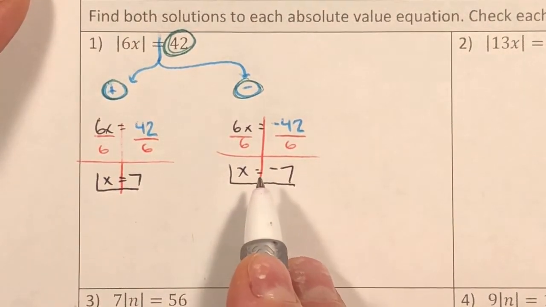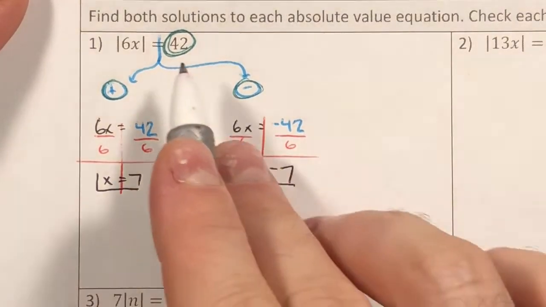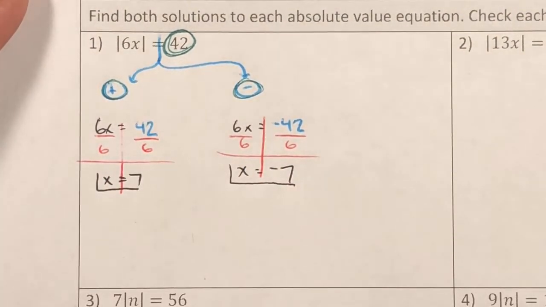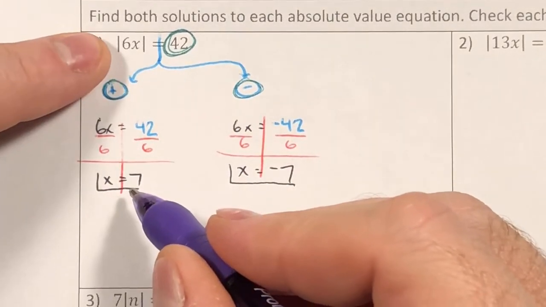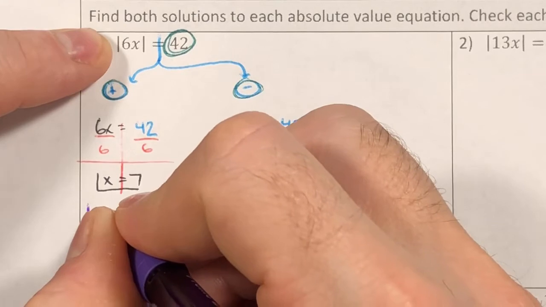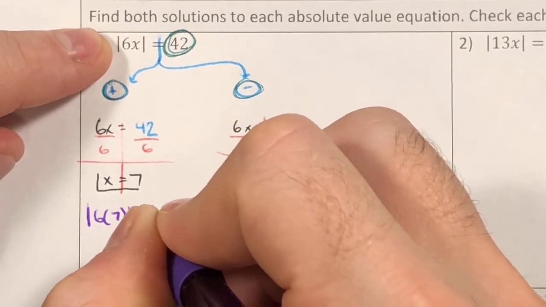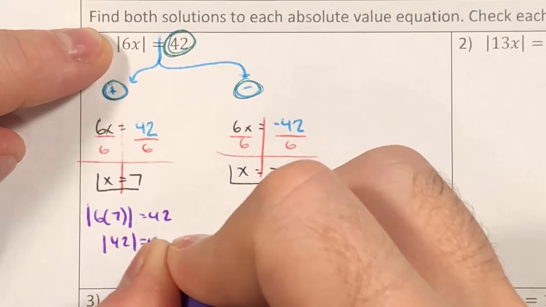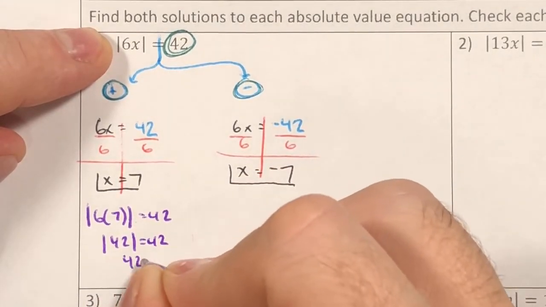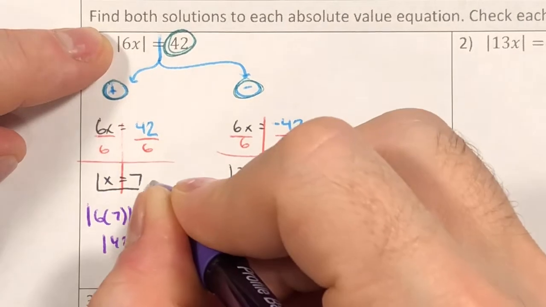Because the most important thing to do with an absolute value equation is to plug our work back in to make sure it actually works. So let's try this out in purple. I'm going to plug that 7 into the original equation. So I get absolute value of 6 times 7 is 42. So the absolute value of 42 is 42, which means 42 equals 42.